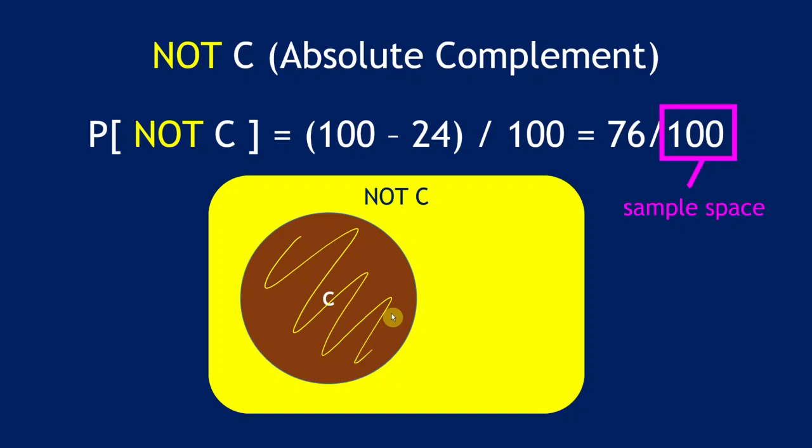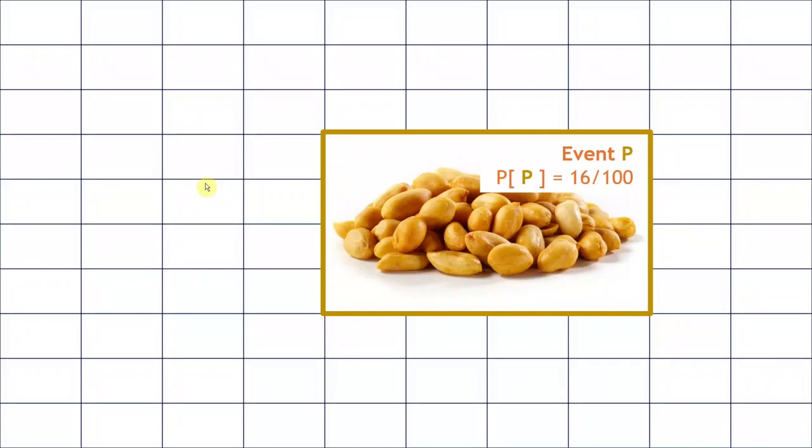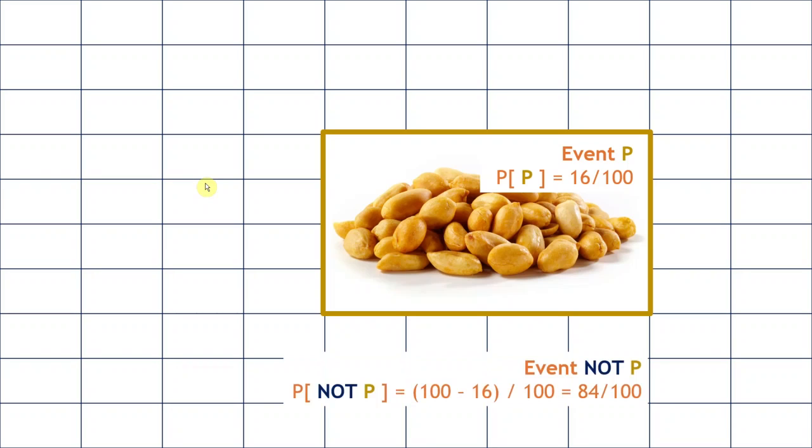And you can see that in this particular case, the sample space for not C is 100, or this entire region over here. Okay, so we always divide by the size of the sample space. In this particular event of liking peanuts, it's 16 out of 100 people, so 16%. The event of not P is 100 minus 16 divided by 100, which is 84%.